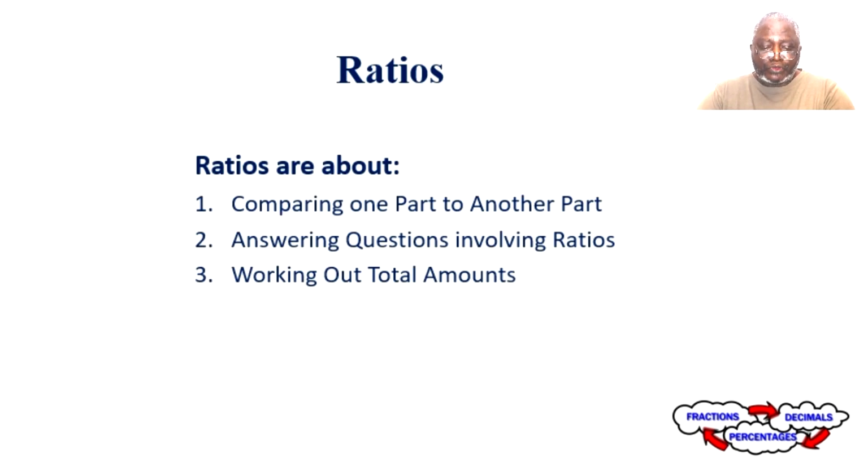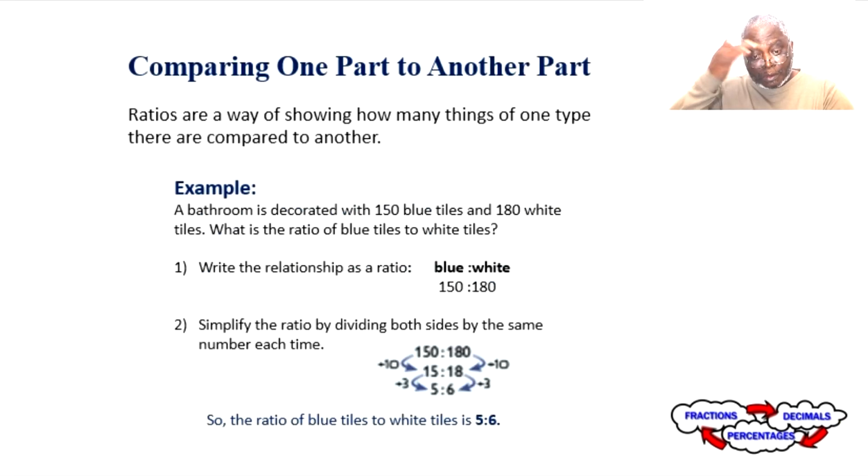Let's look at ratios now. Ratios are about comparing one part to another part, answering questions involving ratios, and also we will be working out total amounts. Comparing one part to another. Ratios are a way of showing how many things of one type are there compared to another.